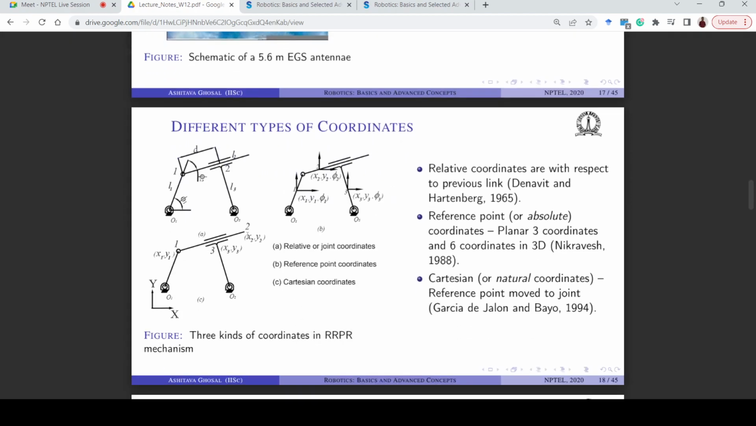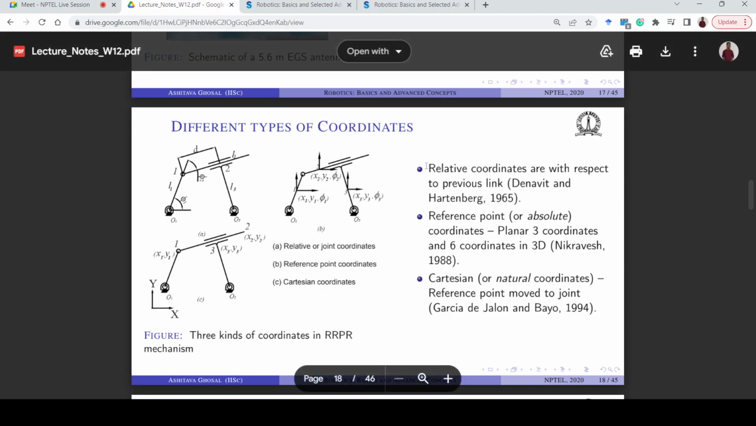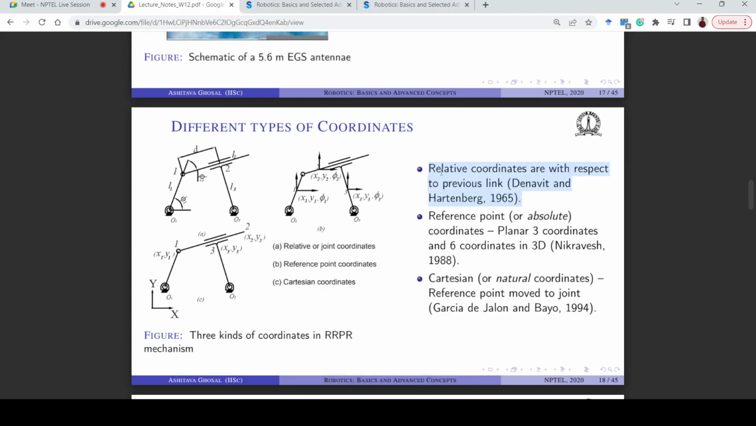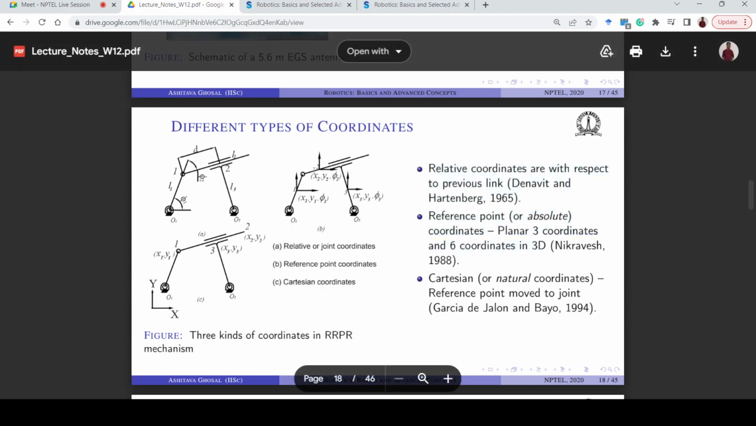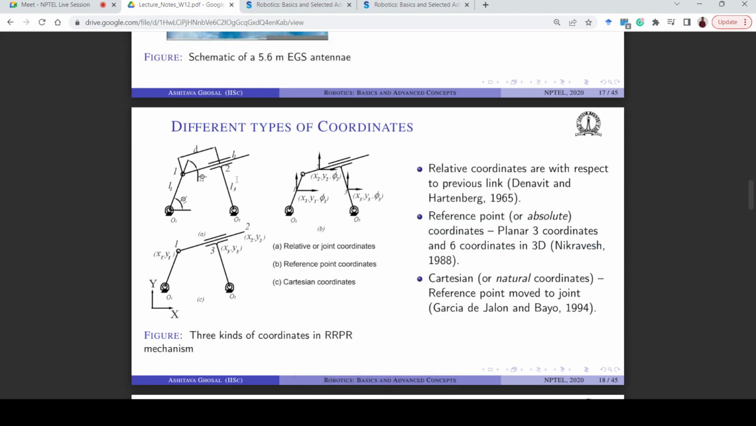And then again, there are different types of coordinates. When studying these kinds of over-constrained mechanisms, one is the relative coordinates with respect to the previous link. That is the good old Denavit-Hartenberg parameters coordinate system that we have studied. The other is the reference point or absolute coordinates of each link. These are also called the maximal coordinates. So you take the center of mass position and orientation of each link separately, and then you study the whole system with these variables.